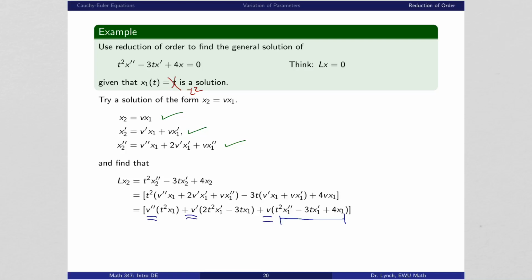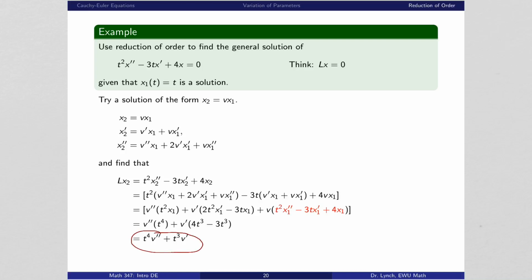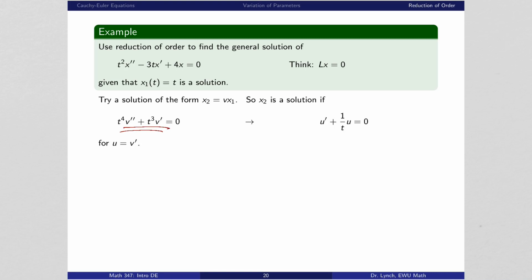Okay, so that's just a result of the product rule, but it turns out that when x1 is a solution, that term is always 0. Okay, so this term is going to reduce to 0 quickly, and once that happens, we see sort of the name of reduction of order, that the order of our differential equation reduces quickly to something lower. Okay, so in this particular case, Lx2 is 0 if this quantity is equal to 0, and even though that looks like a second order equation for v, it's really a first order equation in disguise here, I guess.